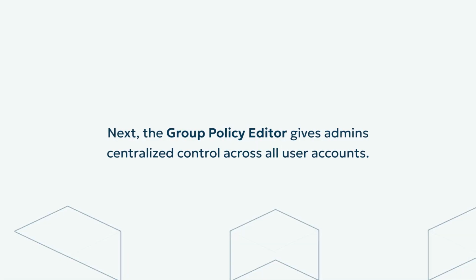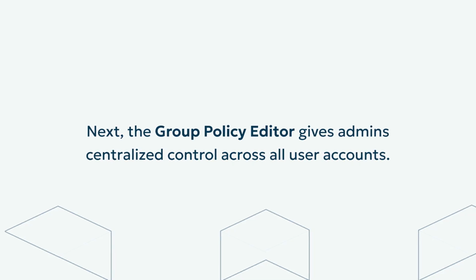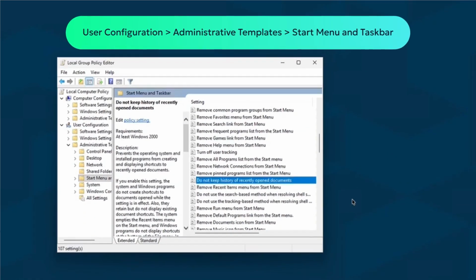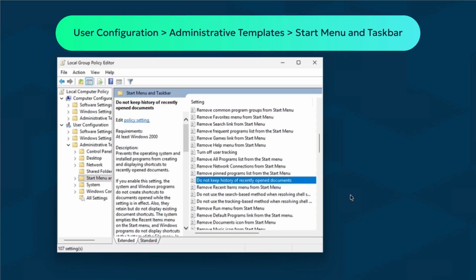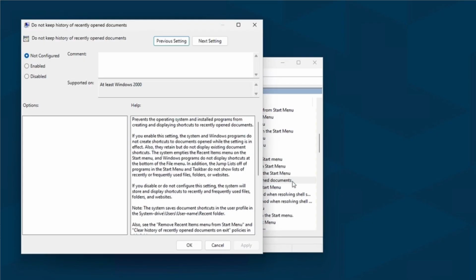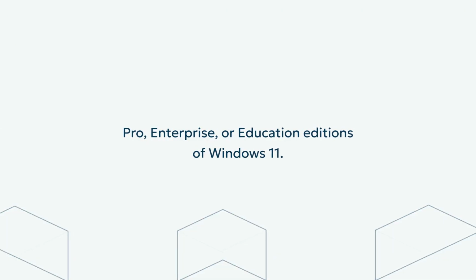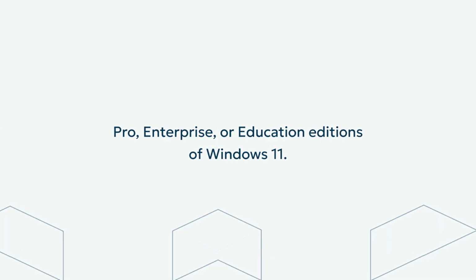Next, the Group Policy Editor gives admins centralized control across all user accounts. Navigate to User Configuration, Administrative Templates, Start Menu and Taskbar, and configure the Do Not Keep History of Recently Opened Documents policy. This option is best for IT professionals managing multiple systems in Pro, Enterprise, or Education editions of Windows 11.